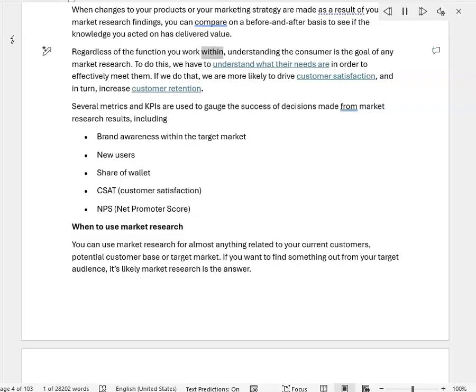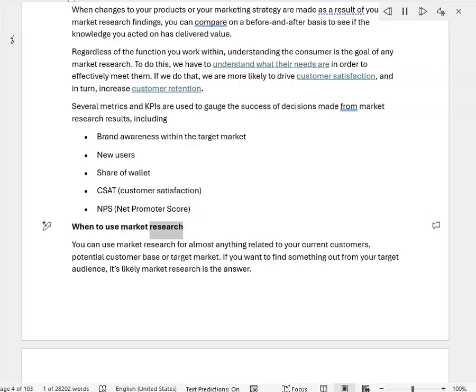Regardless of the function you work within, understanding the consumer is the goal of any market research. To do this, we have to understand what their needs are in order to effectively meet them. If we do that, we are more likely to drive customer satisfaction and, in turn, increase customer retention. Several metrics and KPIs are used to gauge the success of decisions made from market research results, including brand awareness within the target market, new users, share of wallet, CSAT customer satisfaction, and NPS Net Promoter Score.